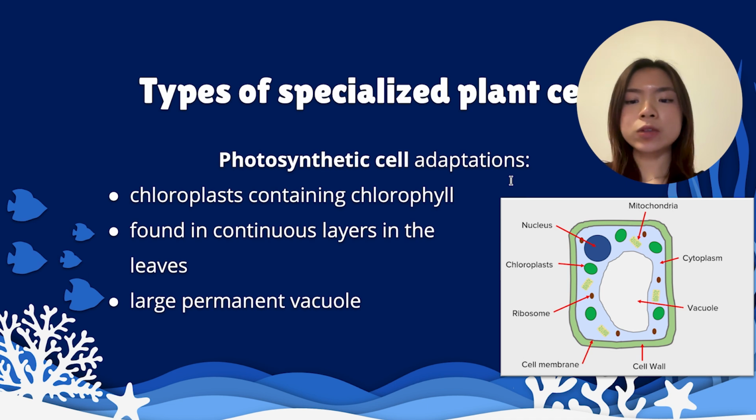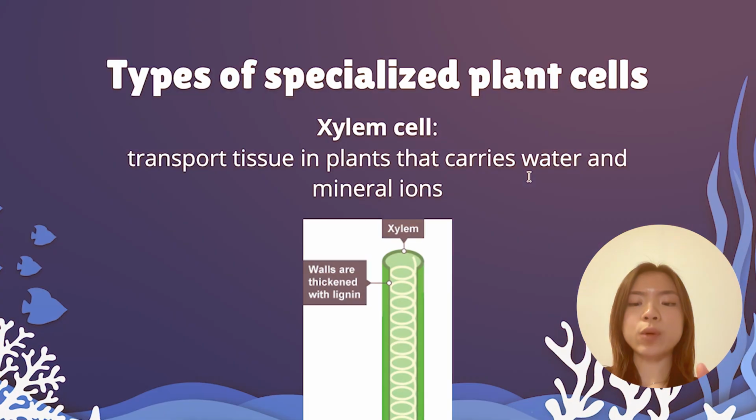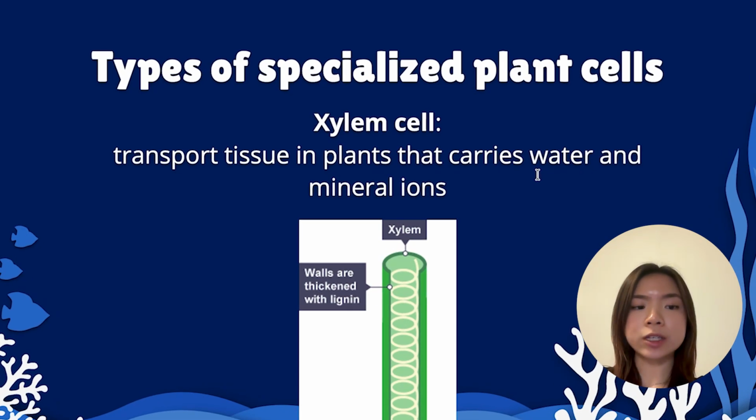So what's the point of these rigid cells? They help to support the stem. And they keep the leaf spread out as well to capture as much light as possible.